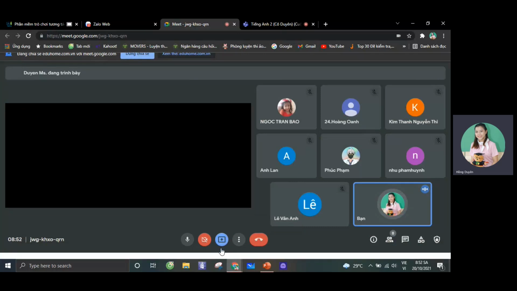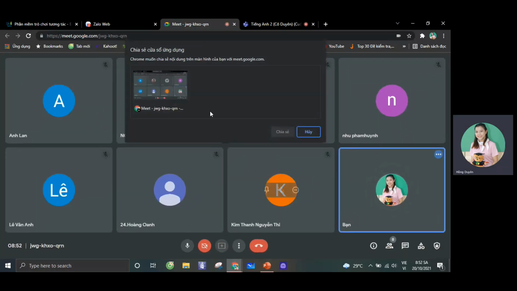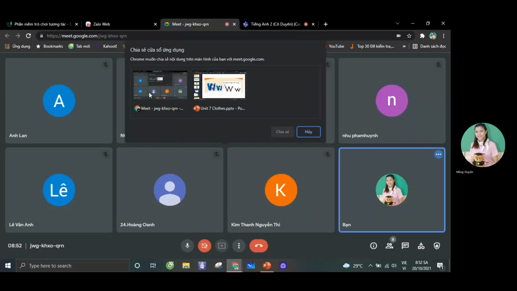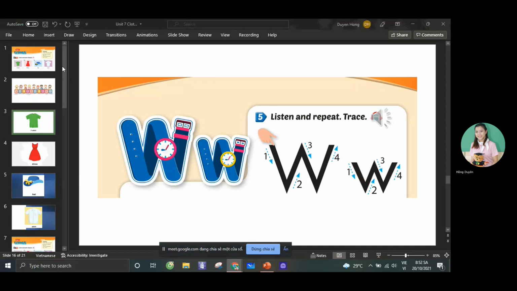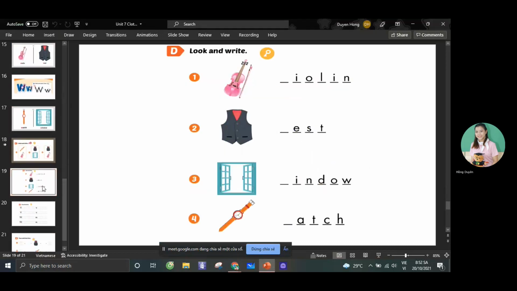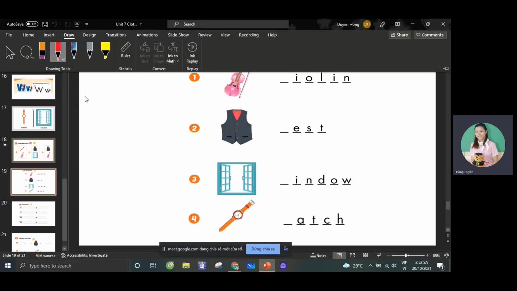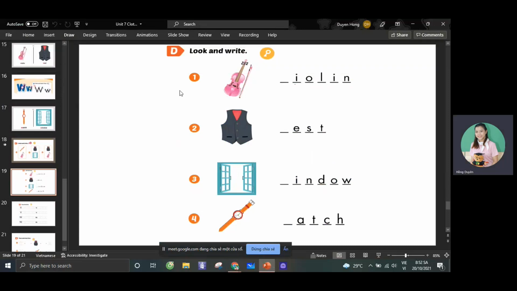Okay, now let's go over your homework. Now look at part B. Look and write V, R, W. All right, look at the picture and write V, R, W. Number one, bike. All right, number one, V, R, W.